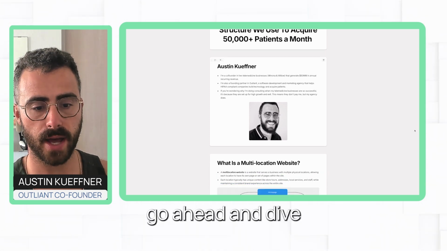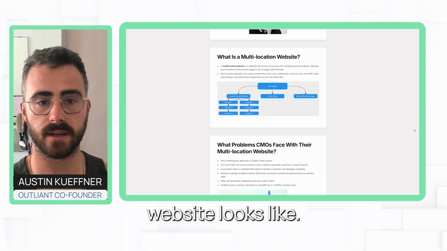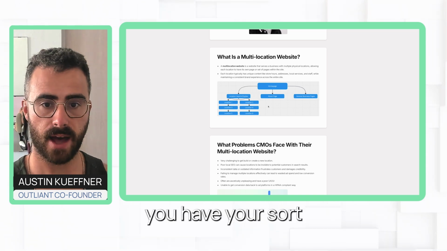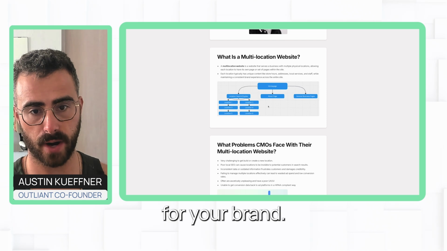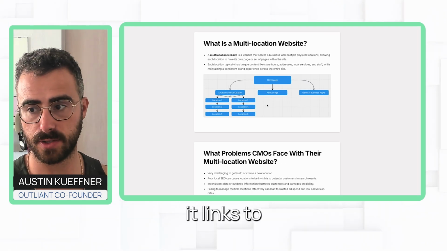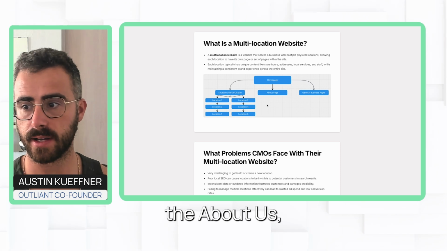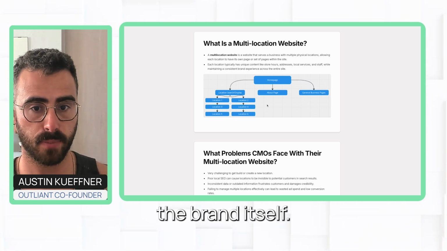So let's go ahead and dive into what a multi-location website looks like. Essentially, in a multi-location website, you have your global homepage, right? The homepage for your brand. On the global homepage, it links to the blog articles associated with the global brand, the About Us, all these extra pages that are about the brand itself.